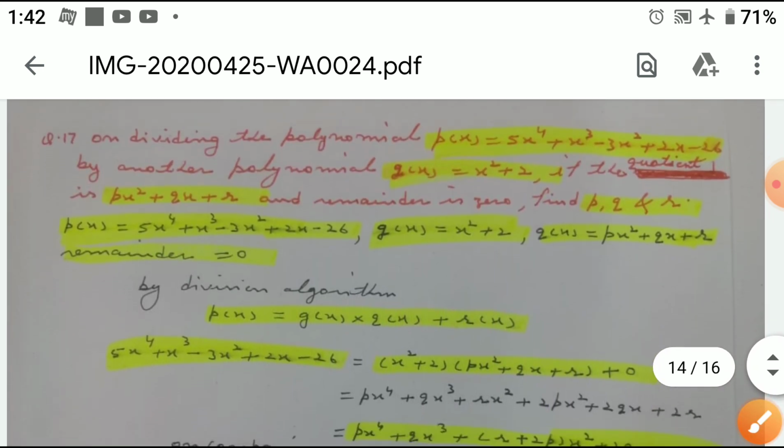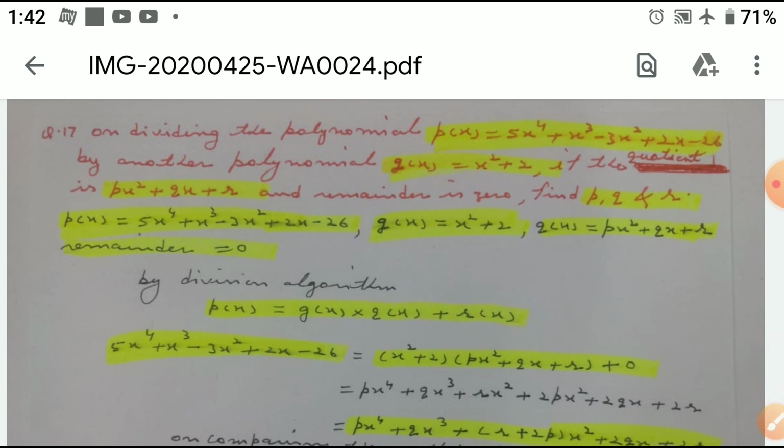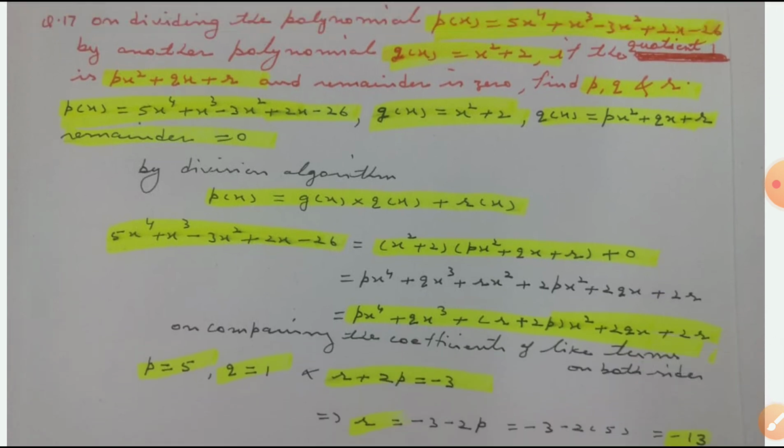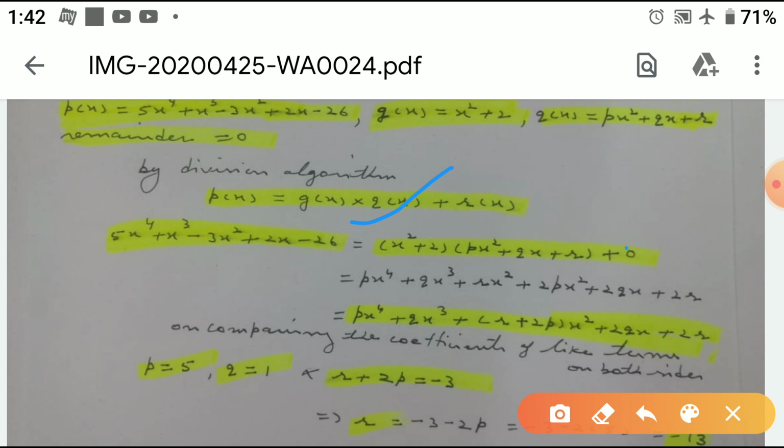Clear? So the question: on dividing the polynomial px is equal to 5x4 plus x cube minus 3x square plus 2x minus 26 by another polynomial gx is x square plus 2, if the quotient is px square plus qx plus r and remainder is 0, find p, q and r. Right? So by using division algorithm we have to solve and then compare the coefficients of like terms on both sides and get the result r as minus 13.